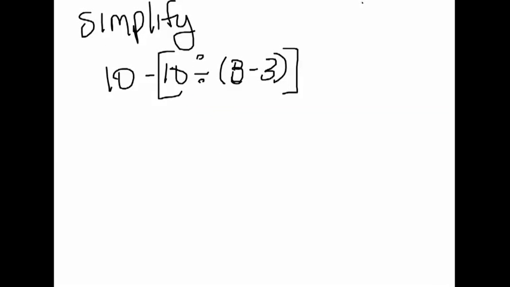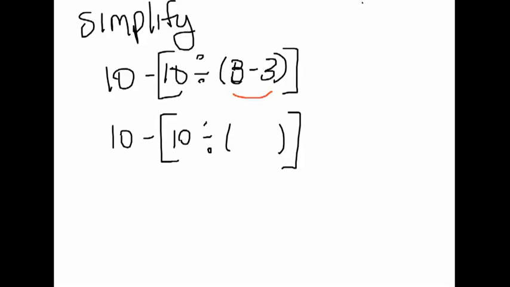Alright, how about this one? 10 minus bracket 10 divided by parentheses 8 minus 3 end parentheses end bracket. Well, do I have parentheses? Yes, I have two pair. So remember, I'm going to start from the inside. So first I'm going to do this 8 minus 3. So I'm going to bring everything else down. So that's 10 minus the bracket, 10 divided by the parentheses in that bracket. And what is 8 minus 3? Well, it's 5.